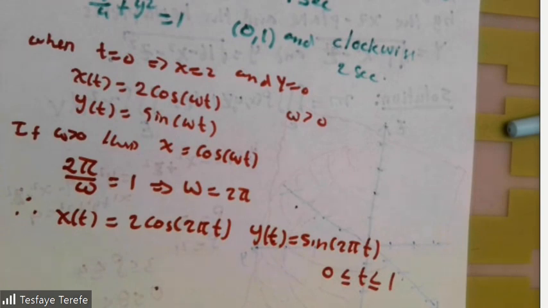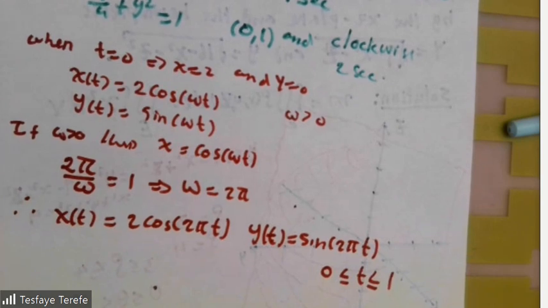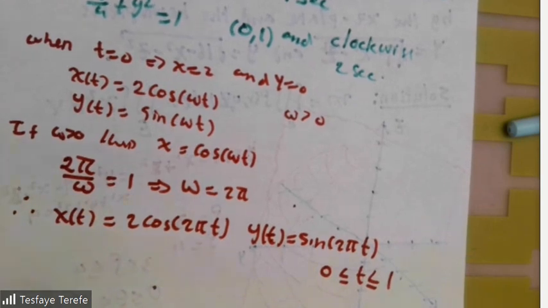It is within 2 seconds, and it has to be, so to make it now clockwise direction, what will be the x value? What will be the y value? Anyone? X of t equals what? Shall I make it sine or cosine?